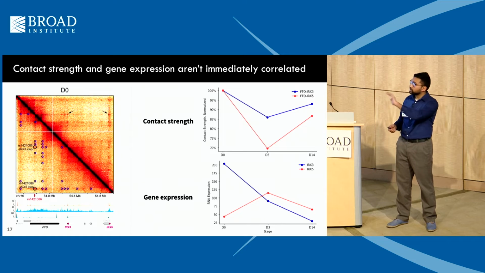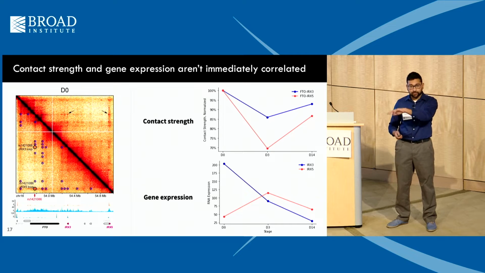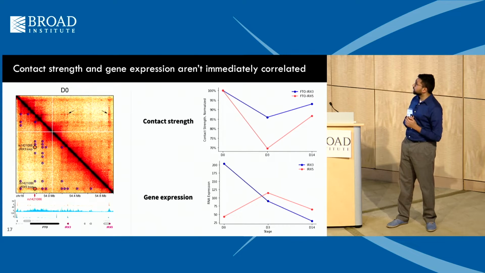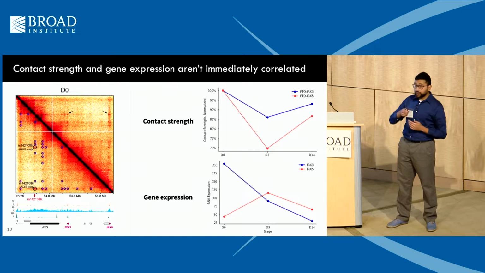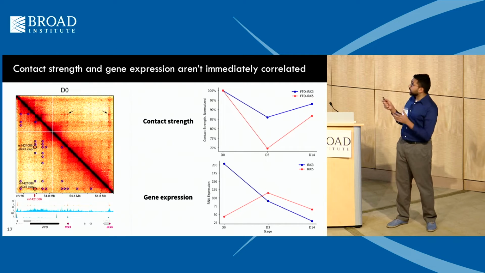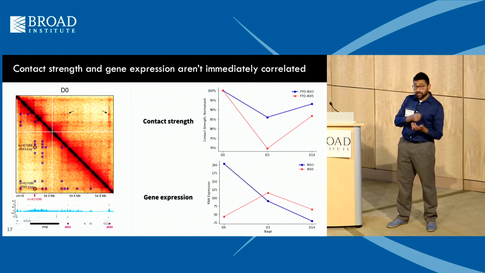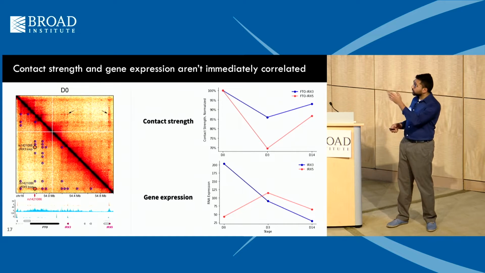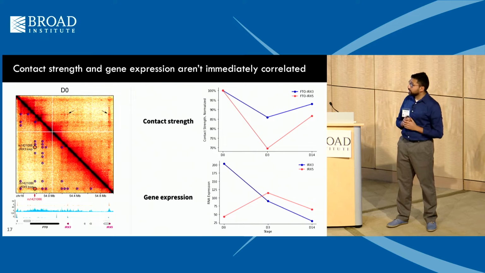I'm showing you on the left a representation of the contact map that you've already seen, and then a pretty low-level analysis of the contact strength as we move across this transition, normalized for the expression in day 0. It's clear that both FTO-IRX3 and FTO-IRX5 contacts diminish sharply in strength going from day 0 to day 3, and they recover slightly going to day 14.